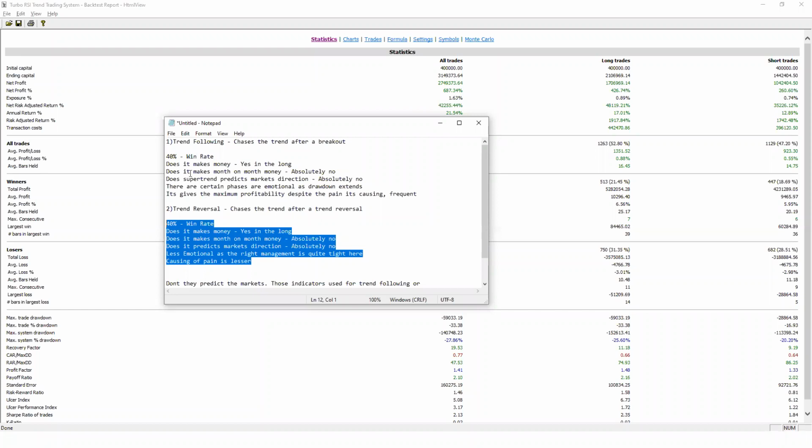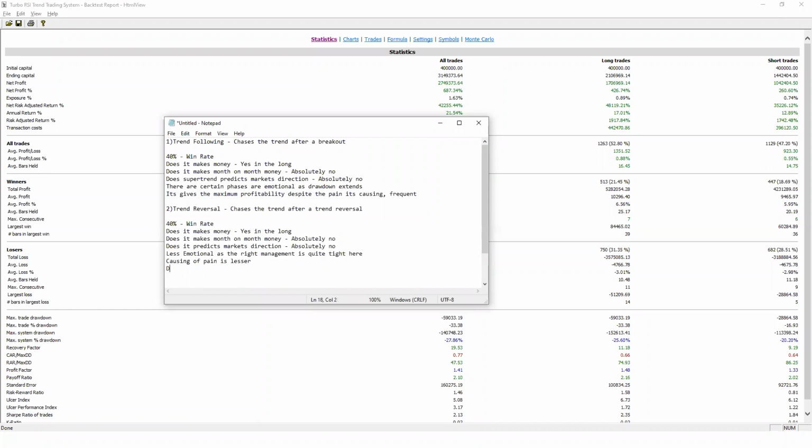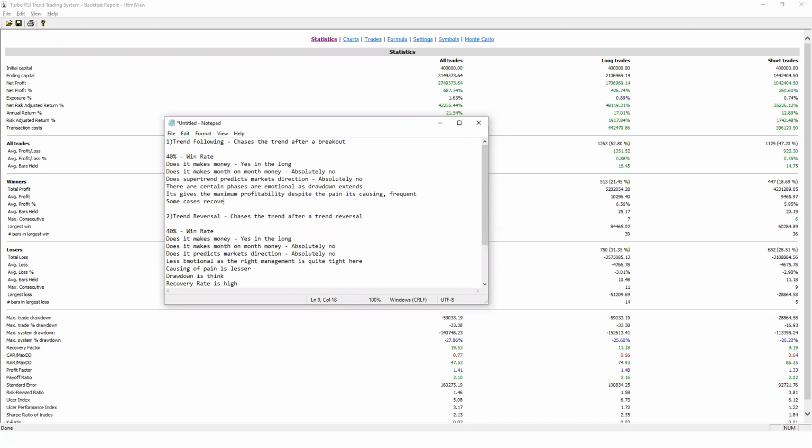And at the same time, the drawdown is ultra thin compared to the drawdown being thin. That is what you can see over here, and the recovery rate is very high. Recovery rate is always high. When I say recovery rate, I mean how fast it is recovering from the drawdowns. Here, sometimes it is slow, sometimes in some cases it will be fast, and in some cases it will be slow. Some cases recovery rate is lower.